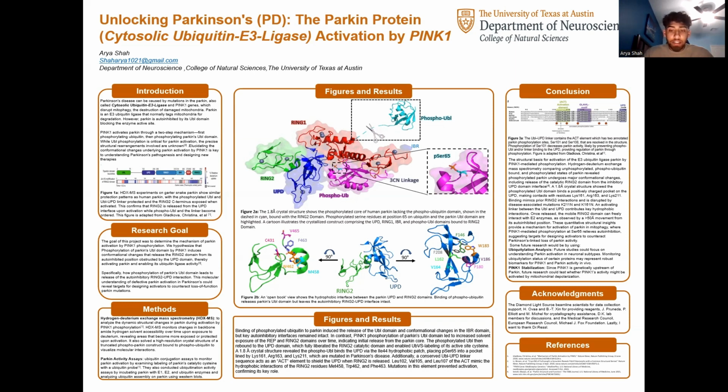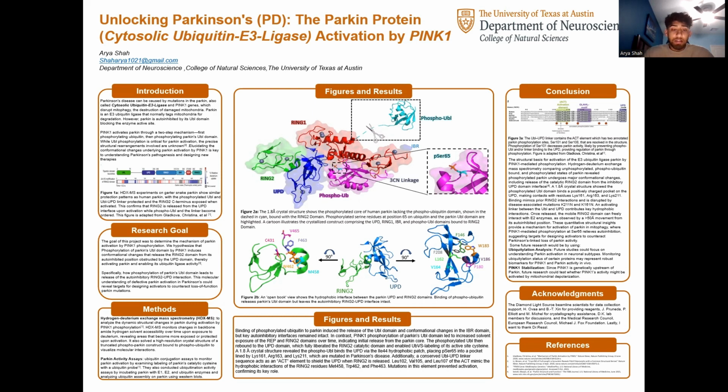Areas that become more protected will exchange slower, by monitoring the exchange over time with MS, which is mass spectrometry. It maps out regions of Parkin that change exposure upon activation. It also determines the 3D structure of activated Parkin bound to phosphorylated ubiquitin.